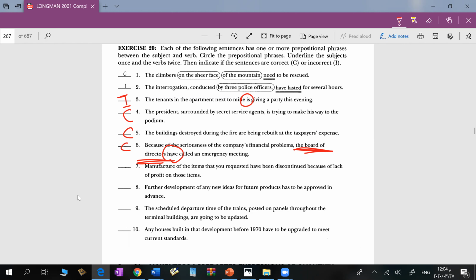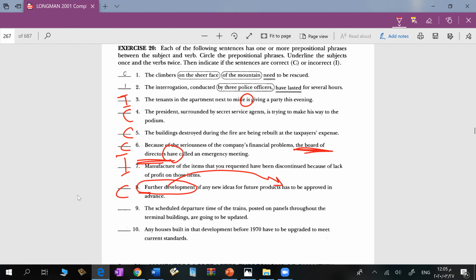Manufacturer of the item that you requested have been. Incorrect. Has been. Further development of any new ideas for future products has been approved. Further development is a singular noun.